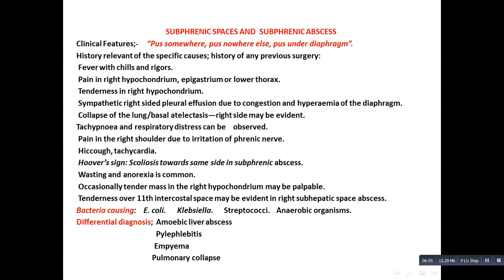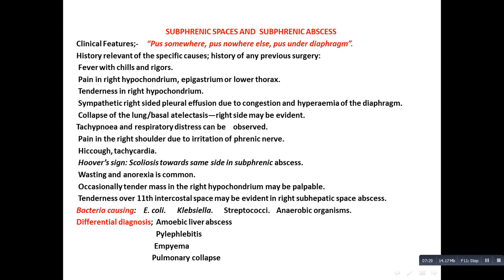This is a well-known saying about the collection of pus. History relevant to the specific cause, history of any previous surgery, fever. This is important: chills and rigor depend on the cause of the subphrenic abscess. Tachycardia, collapse, and hiccup, from irritation of the phrenic nerve. The patient comes with hiccup and tachycardia. There is a sign, scoliosis toward the same side as the subphrenic abscess. Wasting and anorexia are common. Occasionally a tender mass in the right hypochondrium may be palpable.